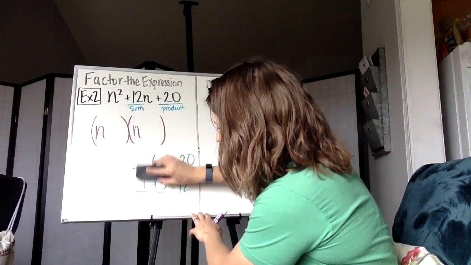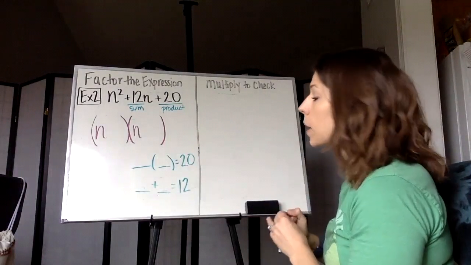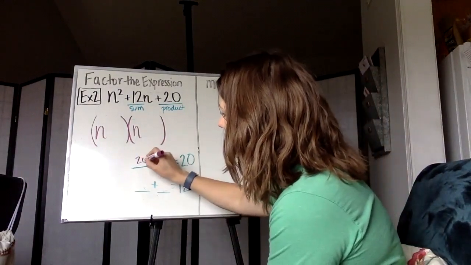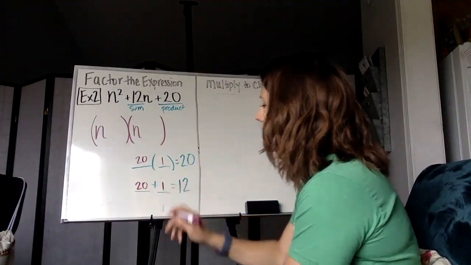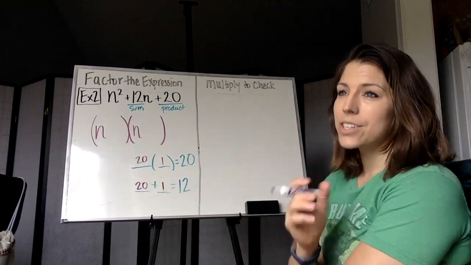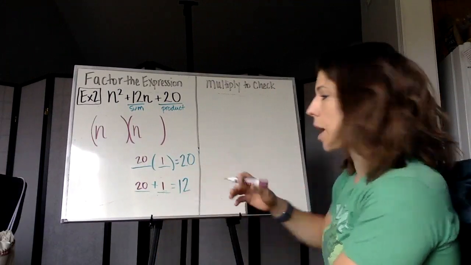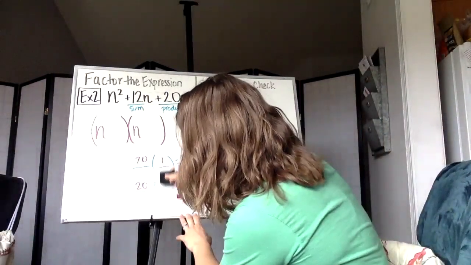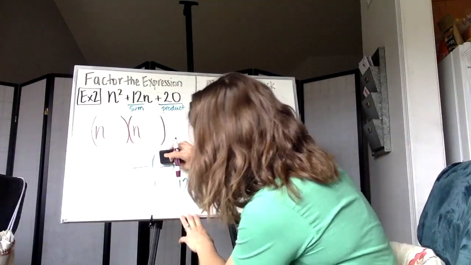What else goes into 20? How about 20 and 1? 20 times 1 is 20. 20 plus 1 does not equal 12. Always check 1, by the way. Chances are if you can't figure out what the product is, it probably involves 1. Doesn't work here though. What's the only other product pair for 20?